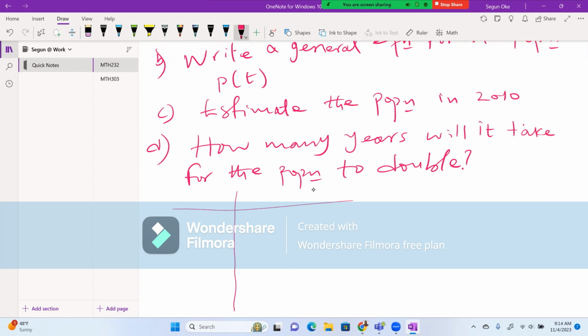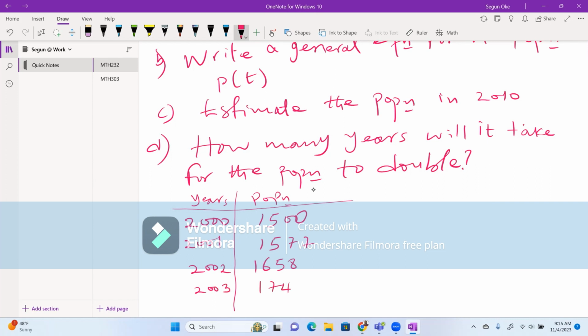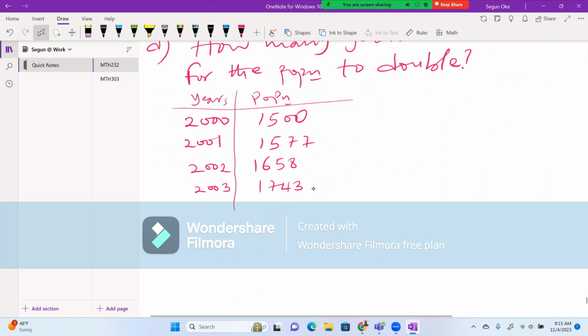We have the table. We have the year, which is year 2000, and the population. In year 2000, we have 1,500. Year 2001, 1,577. Year 2002, we have 1,658. Year 2003, we have 1,743. Year 2004, 1,832. Year 2005, 1,926.